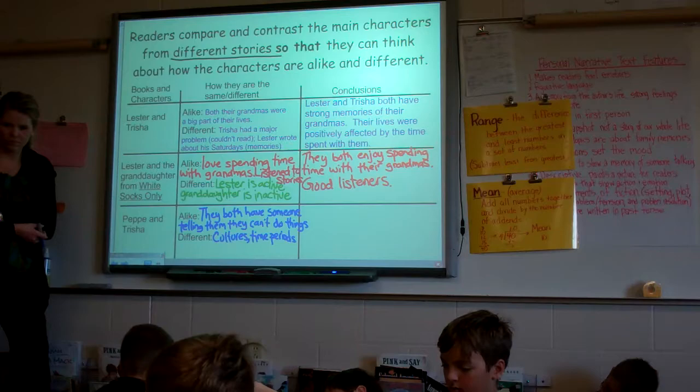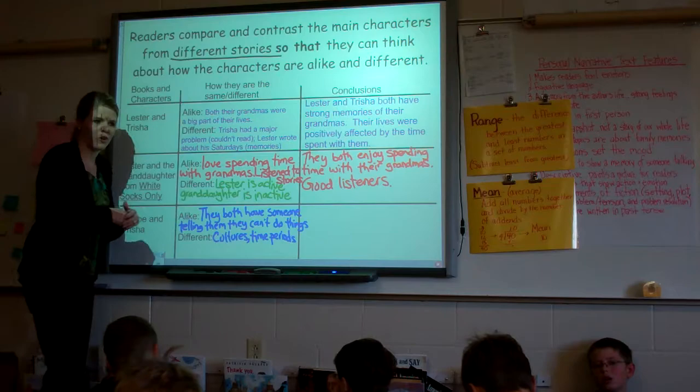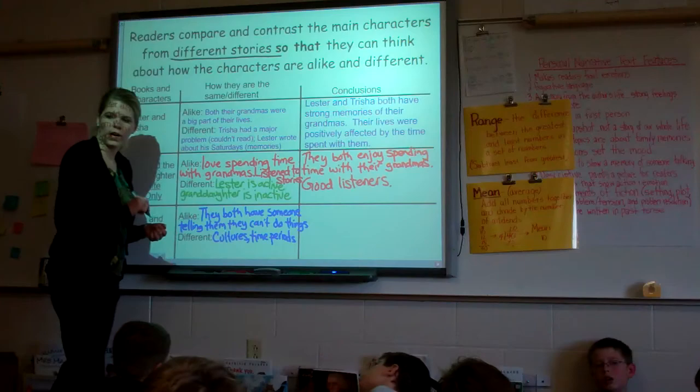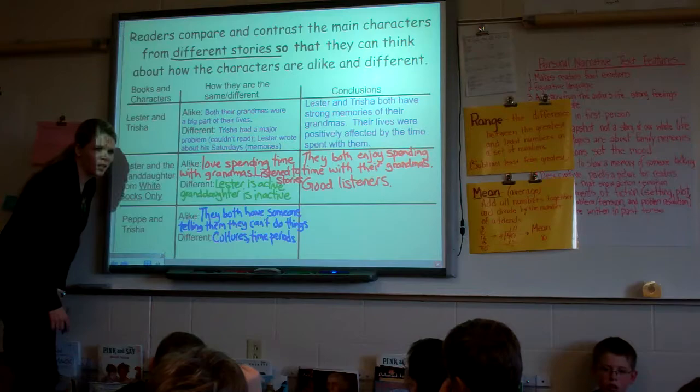Okay, so Pepe was kind of more independent, right? Where Trisha needed more help with the reading. That's why she had Mr. Volker help her. So I think that's a good one to add, that Pepe was a little more independent. He was kind of like, I'm going to do it no matter what, right? Even if my dad doesn't approve. And where Trisha needed a little more help with her problems. Now talk about some conclusions for these two that we could say about them. With a neighbor, well, I write this down.